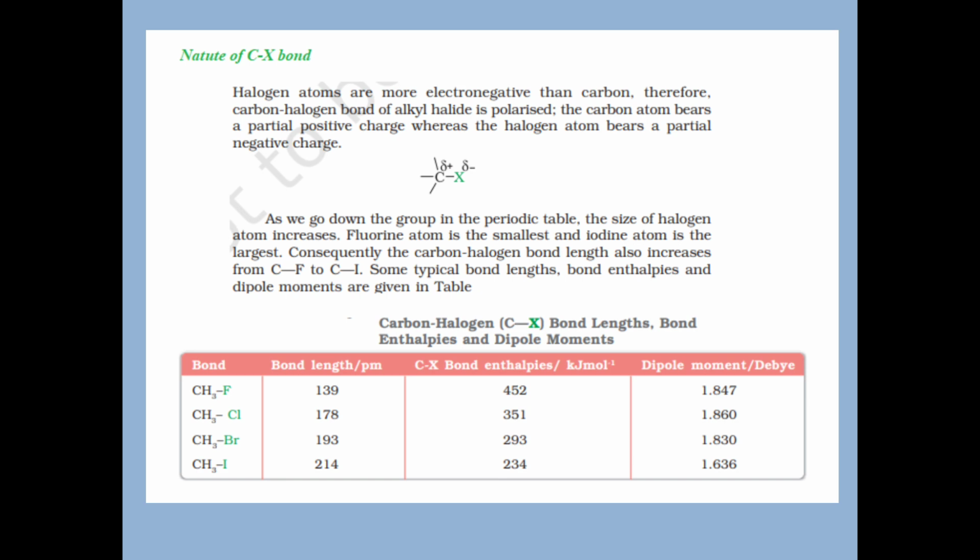It is observed that CH3Cl has a higher dipole moment than CH3F. It is due to the fact that the dipole moment mu depends on the charge and the distance of the charge separation. The C-F bond is shorter and the C-Cl bond is slightly longer than the C-F bond. So the dipole moment of CH3Cl, 1.860, is slightly higher than that of CH3F, 1.847.